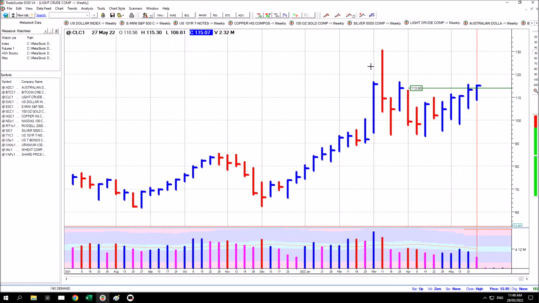Next market is light crude. Light crude is super strong. There's just no doubt about it. This is the level to watch. Obviously it's been marked already, but if you just have a look at this bar here, it has traded within the range of this bar, and then this bar here has traded within the range of this bar, and this bar has traded within the range of this bar, and this bar here has traded within the range of this bar. This is all absorption taking place.